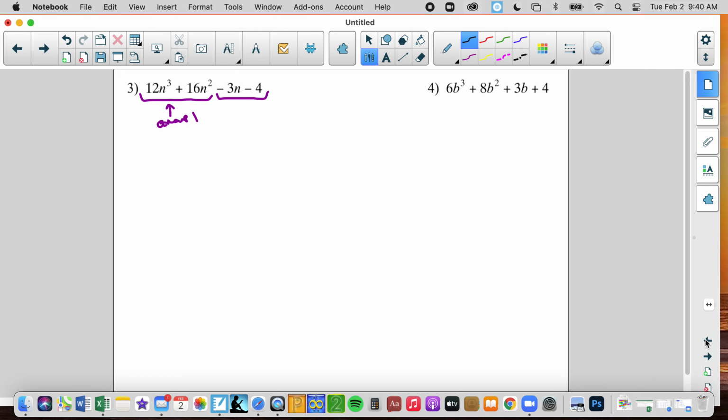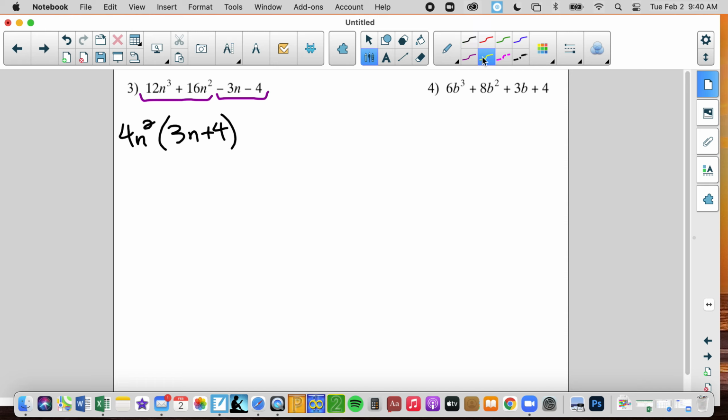So we would factor out a 4n squared, which gives us 3n plus 4. Let's look at the next term. Negative 3n minus 4. This is a tricky one.